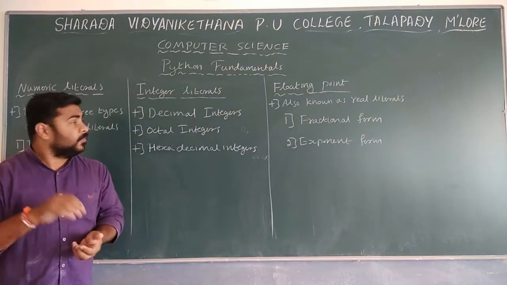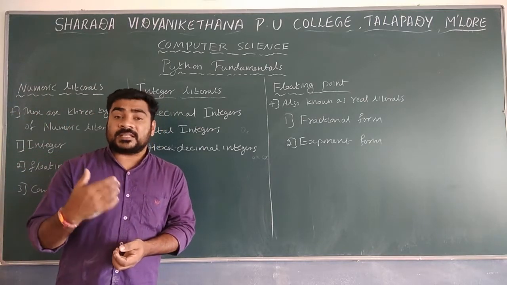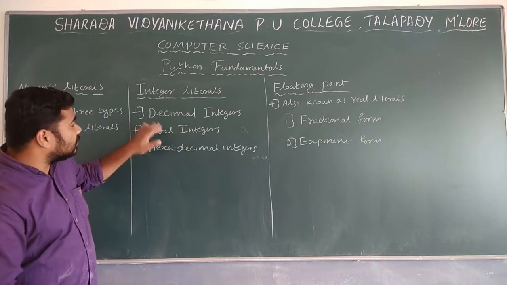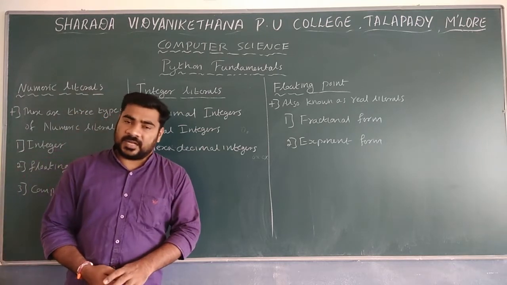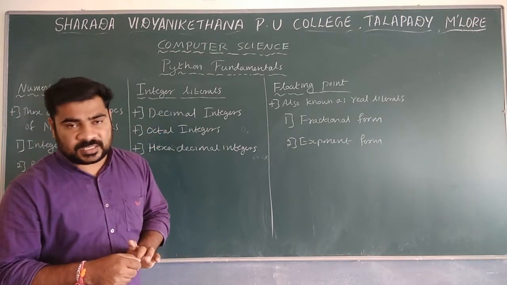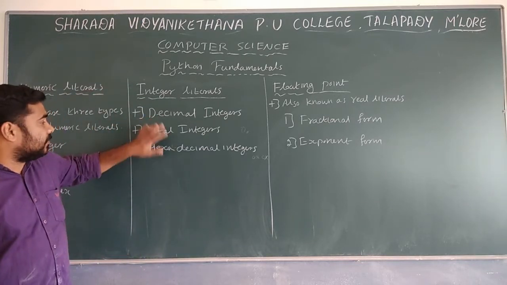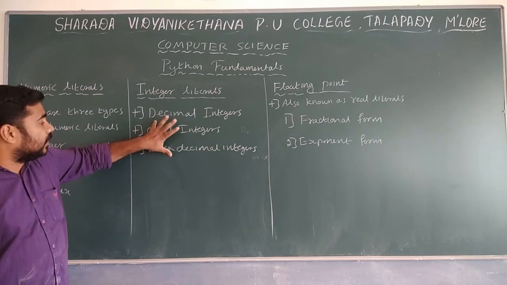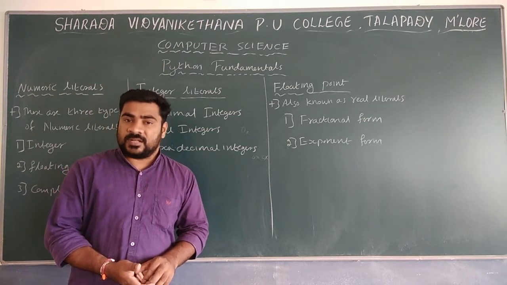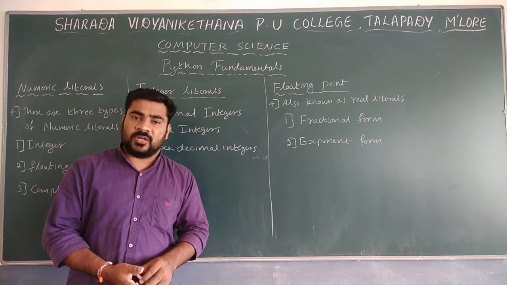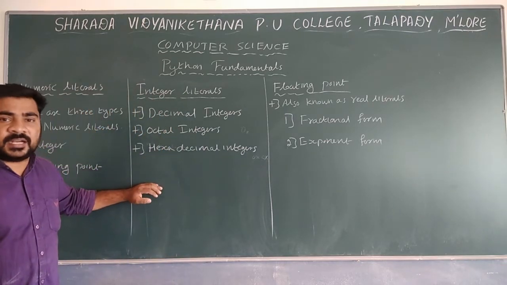If you take integers, they are again classified into three types. The first one is decimal integers, the second one is octal integers, and also hexadecimal integers. Already we discussed decimal, octal, and hexadecimal in the previous chapter on data representation, in the Boolean logic chapter.